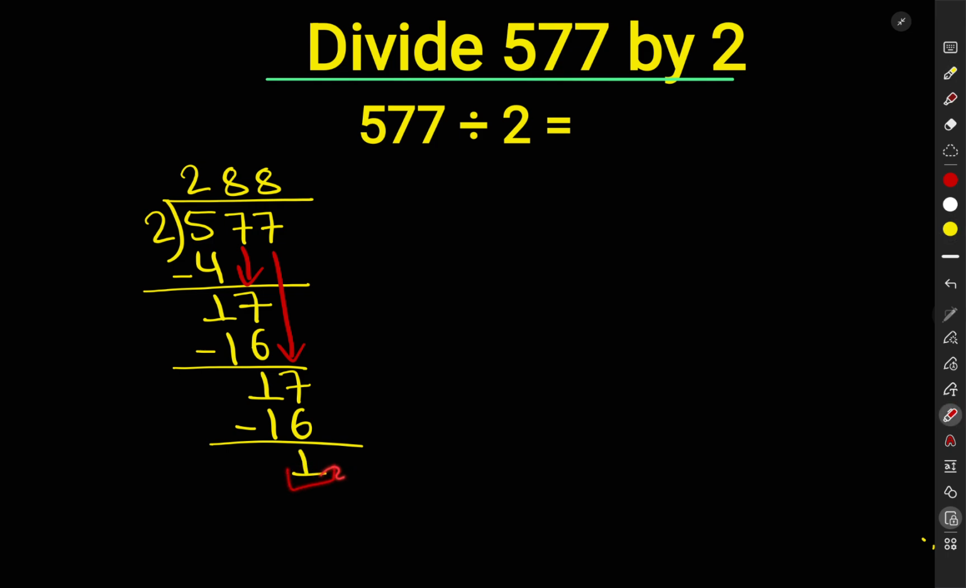So now this 1 is less than 2 and there is no other number to put down. So we take a decimal here, so that we put 0. So it is 10 and 2 times 5 is 10. On subtracting we get 0.